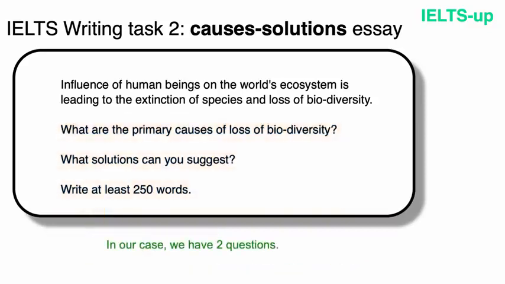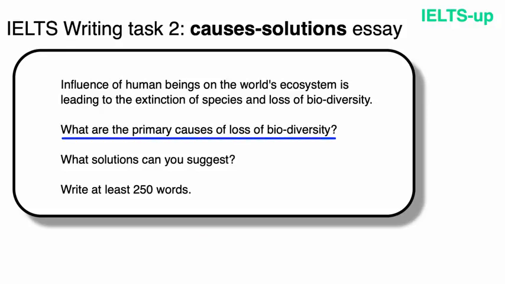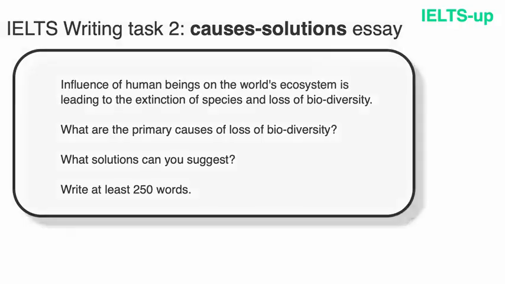So in our case, we have two questions. The first one is about causes of loss of biodiversity, and the second one is about solutions to this problem. Questions about causes and solutions often appear together in IELTS question cards. Let's see how you can tackle this type of essay.